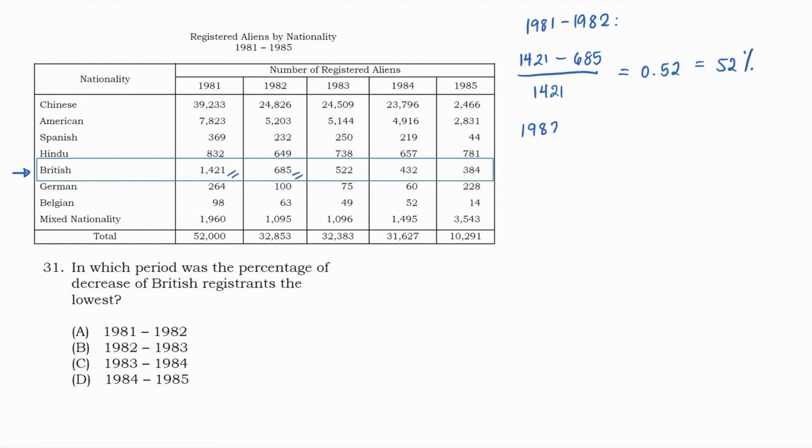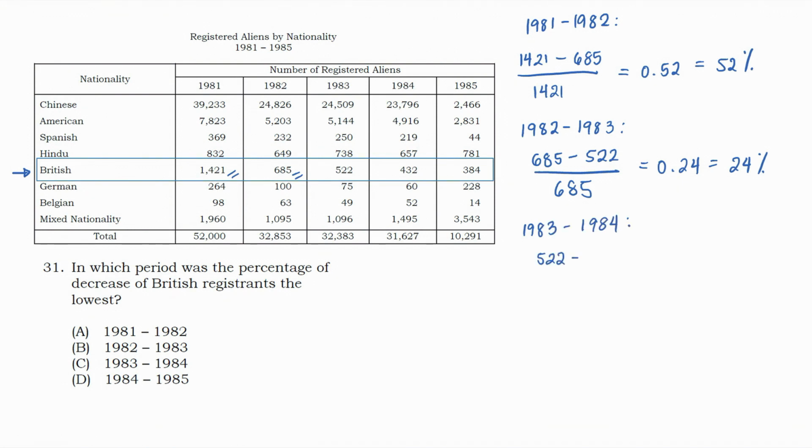So, 1982 naman to 1983, we have, so ito, 685 and 522. 685 minus 522 all over 685 is equal to 0.24 or 24%. And then, next one is yung 522 and 432. So, 1983 to 1984, 522 minus 432 all over 522, which is equal to 0.17 or 17%.